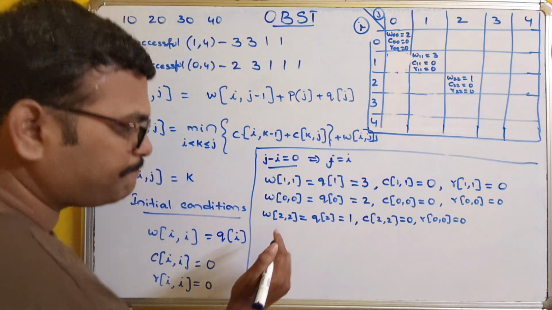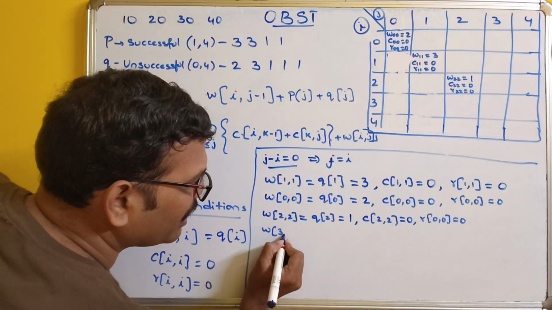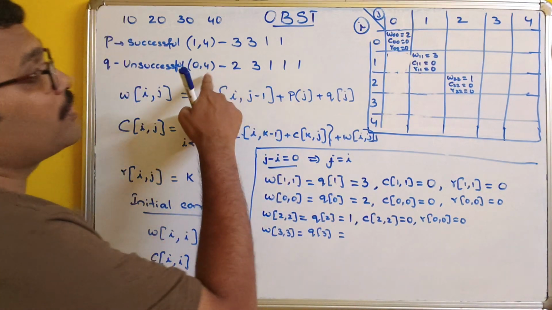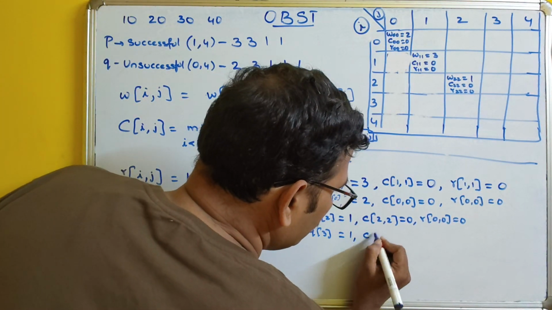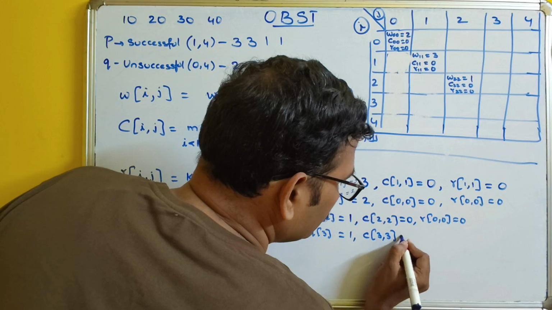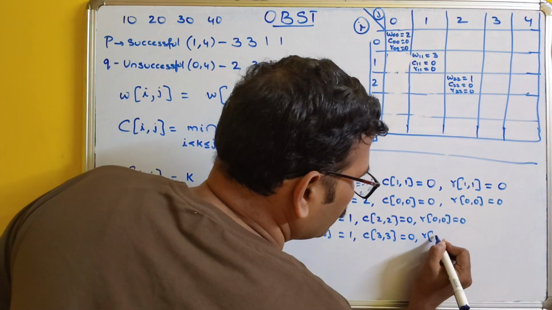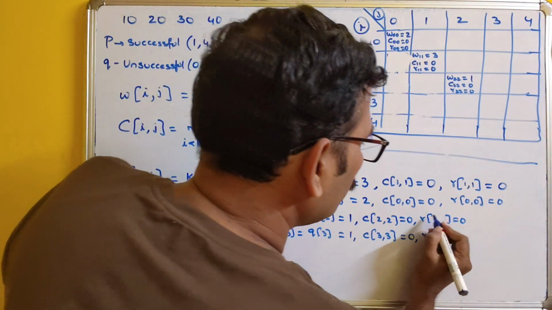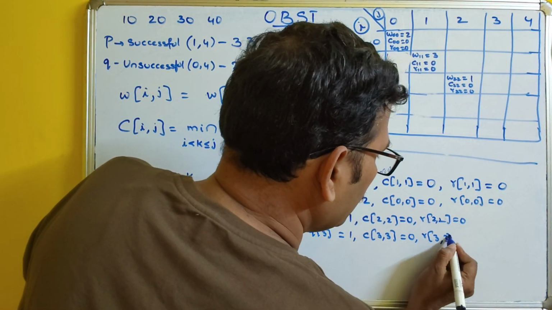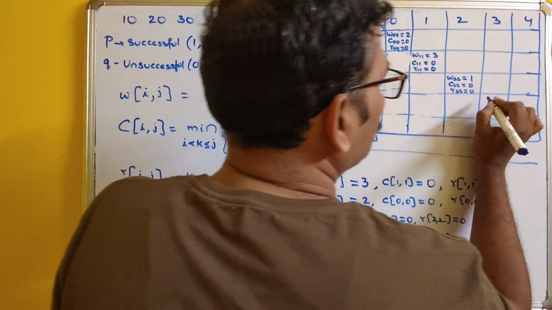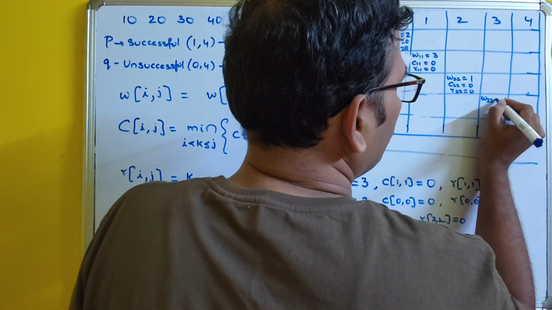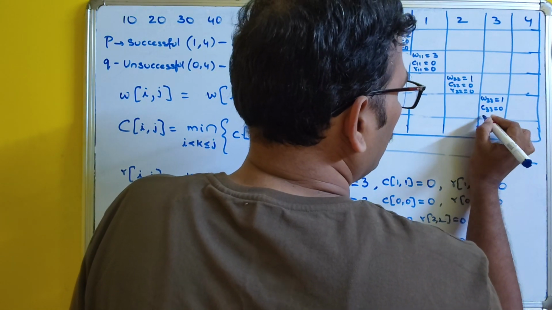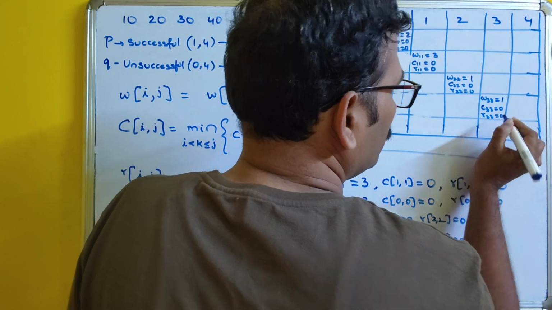Right. Now, again W of 3 comma 3. So again it will be Q of 3, which is again 1. C of 3 comma 3 is equal to 0, and R of 3 comma 3 is equal to 0. So this position: W of 3 3 is equal to 1, C of 3 3 is equal to 0, and R of 3 3 is equal to 0.